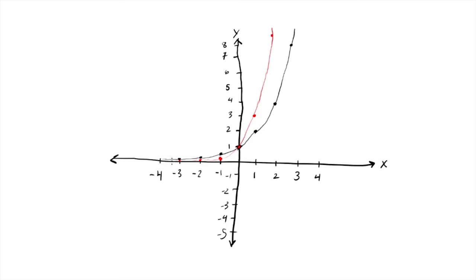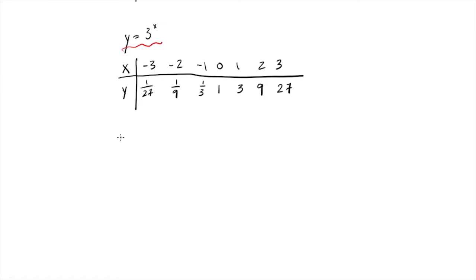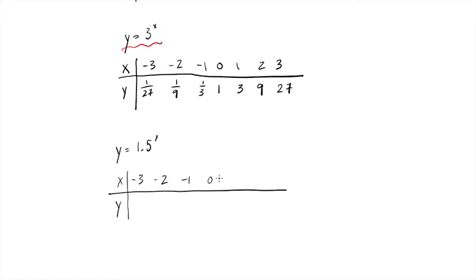Okay, so next situation, let's find the values for y equals 1.5 to the x. So we have x and y. We find all of those values. Okay, I want you guys to do this with me. Again, we start with -3, -2. Starting with 0, 1.5 to the 0 power would be 1. 1.5 to the 1, 1.5. 1.5 squared would be 2.25. And 1.5 cubed would be 3.375.